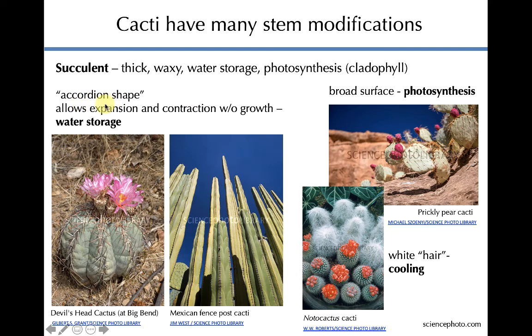As far as water storage goes too, some stems are accordion shaped. So you can see both these types of cacti are accordion shaped. And the reason that matters is because it can expand with water storage. So as the tissue swells with water, it will become less accordion-y. And then when it loses water, it comes back down and becomes more accordion-y. By that I mean like, folded. And that's really very efficient because the plant doesn't have to grow new tissue to get bigger and then shrink and lose the tissue and all that. It just changes the shape.